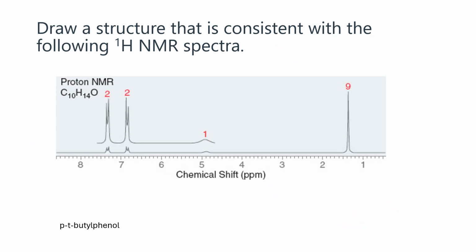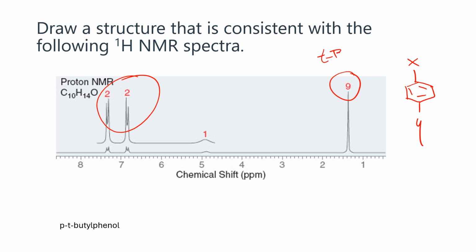Okay. Here, see the pattern here, doublets, that means para disubstituted benzene, X, Y. This is 9 H's. So this is likely a tert-butyl when we have that. And I'm going to say this is a tert-butyl. So notice that I'm putting pieces together. This is because of the pattern that I see in the aromatic region, and this is because I know that's a pattern for tert-butyl.